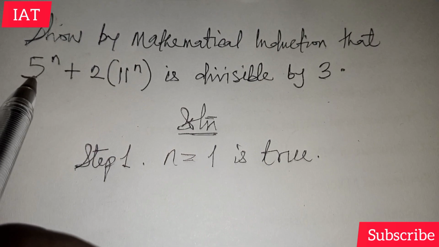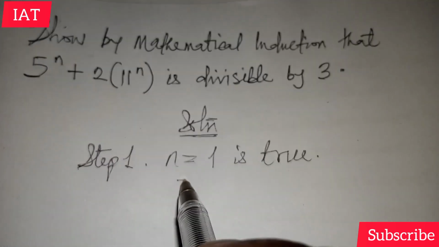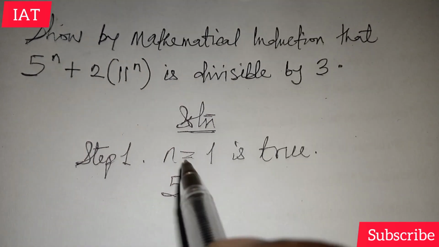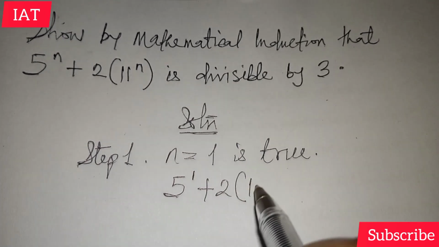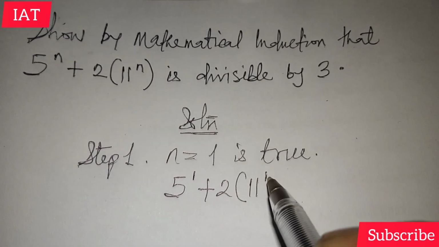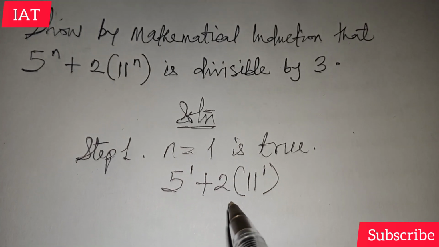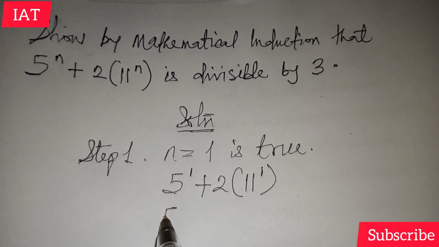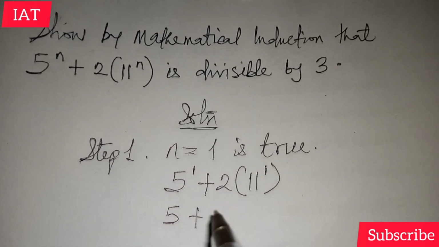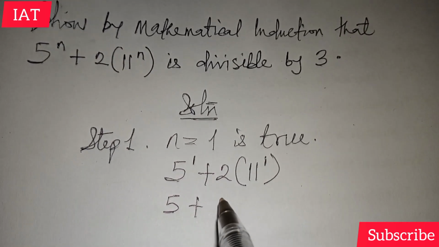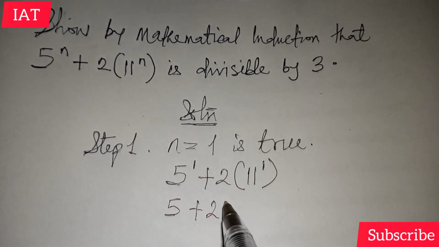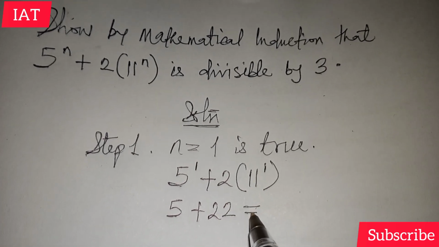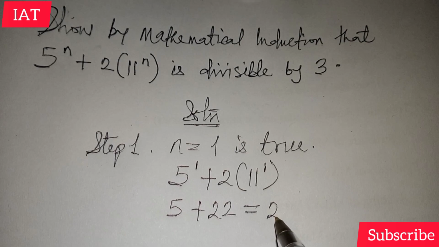So what do we need to do? Look at the problem, 5 to the power of n. Anywhere I see n, I'll plug in 1 from that problem, plus 2 into 11 to the power of 1. If you evaluate this, 5 to the power of 1 is 5, plus 11 to the power of 1 is still 11, and 2 multiplied by 11 gives you 22. And if you add 5 to 22, that will give you 27.